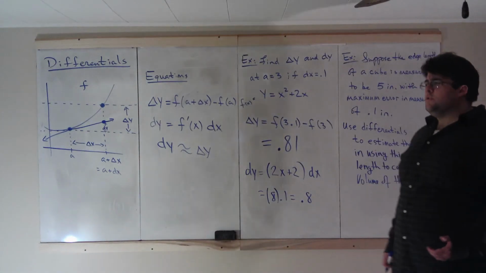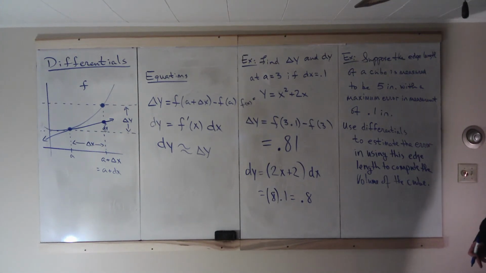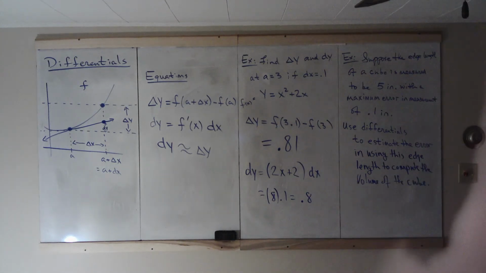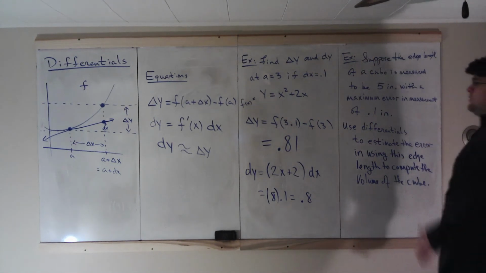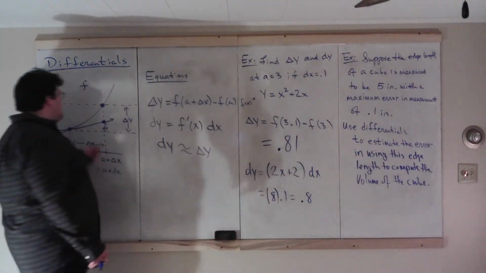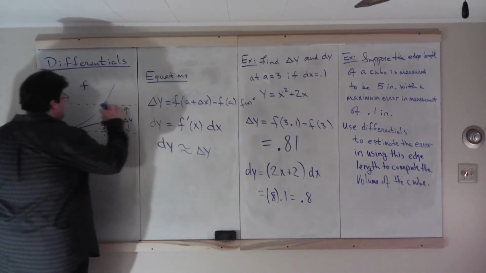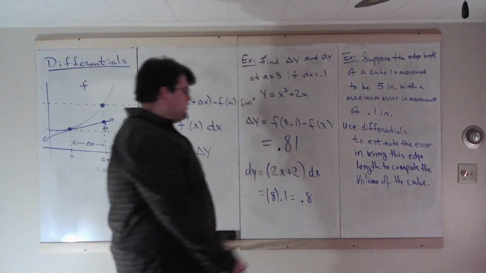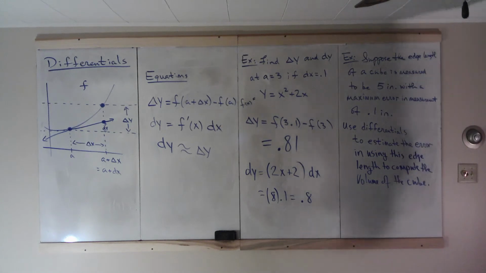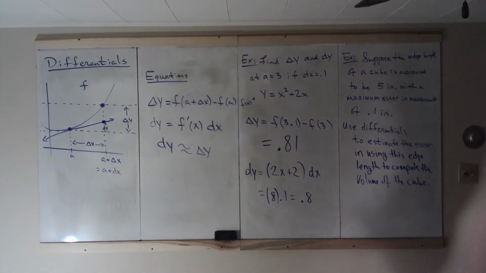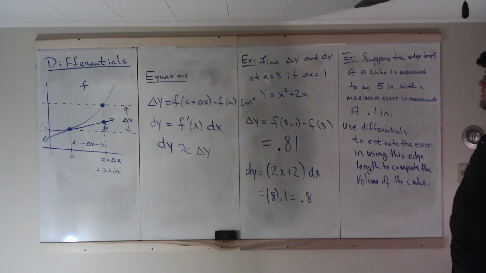But with differentials, it leads to nice applications. Geometric applications, largely. I like the geometric applications of these. So let's look at this example. We can use this differential quantity to find an approximation for a change. Suppose the edge length of a cube is measured to be 5 inches with a maximum error in measurement of 0.1 inches. Use differentials to estimate the error in using this edge length to compute the volume of the cube. So here our y value would technically be volume. Our x value would be what?